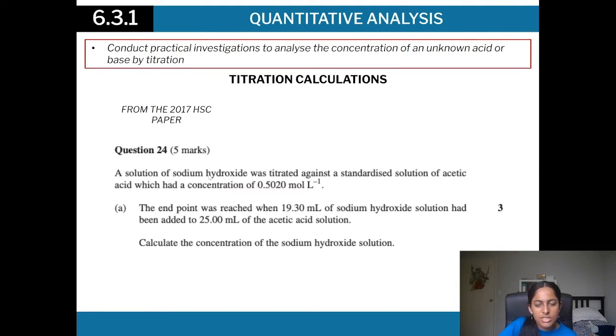Endpoint is pretty much just the color change that you see. So once you reach the color change, you just stop the burette. And that means, in this case, we've used 19.3 mils of sodium hydroxide, and we've had 25 mils of acetic acid. So whenever you're doing titration questions, it may seem complicated, but it should be pretty straightforward, because all you're really doing is just using your normal molar ratio calculations.